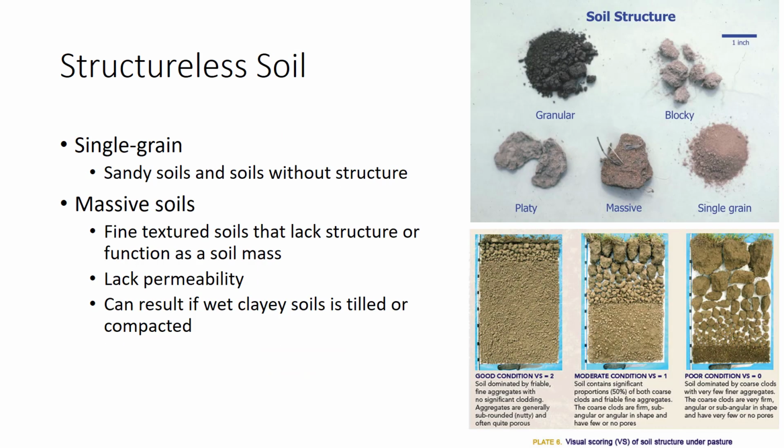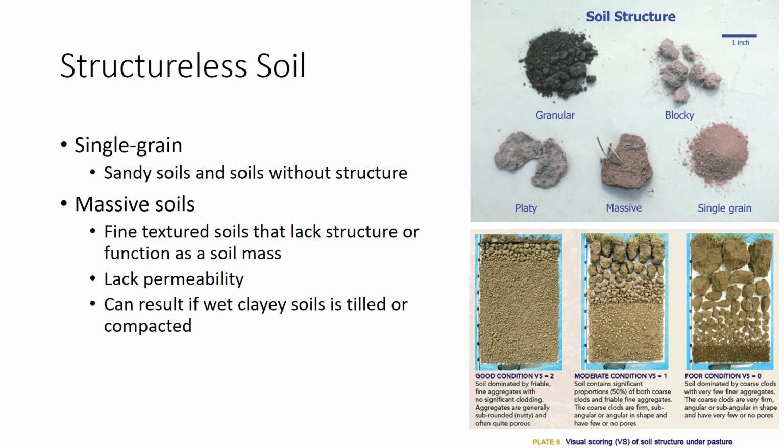Sand behaves as individual grains, so very sandy soils seldom have much structure. These soils are called single grain. Sandy soils are naturally permeable, so single grain soils have good infiltration rates and aeration. Finer soils lacking structure are a solid mass stuck together like molding clay. These massive soils, as they are called, lack permeability. Massive soil is typical of some C horizons.